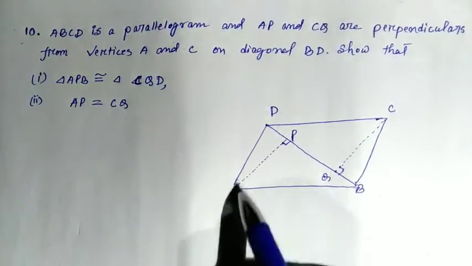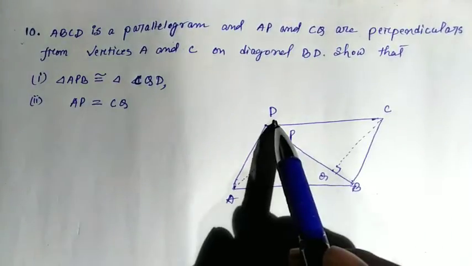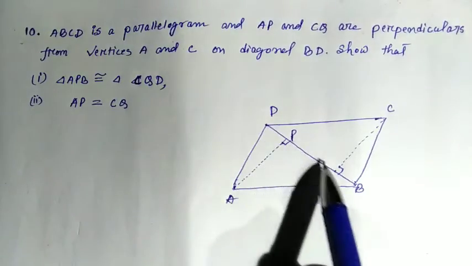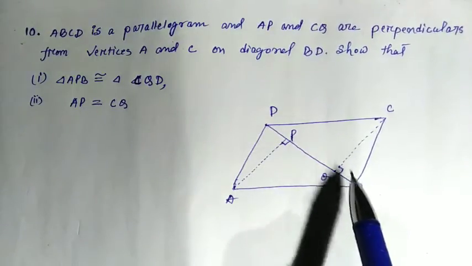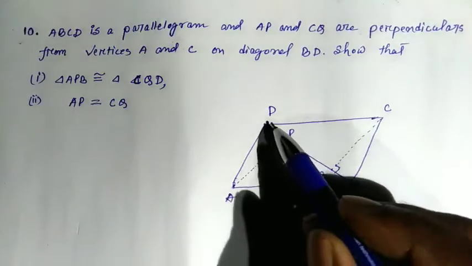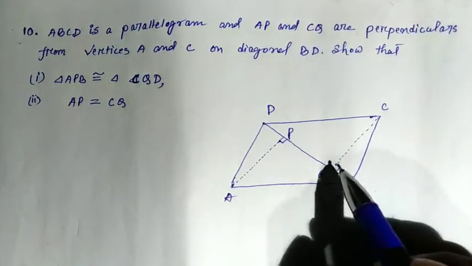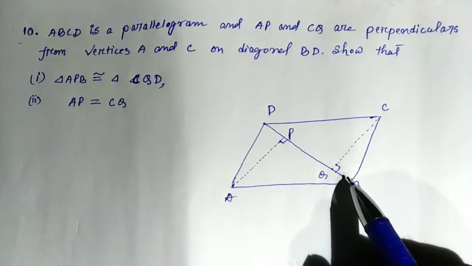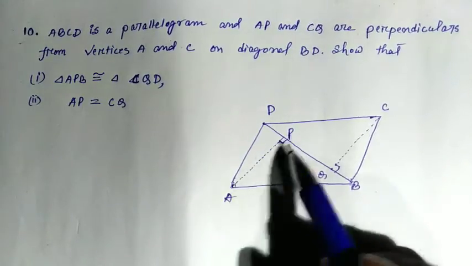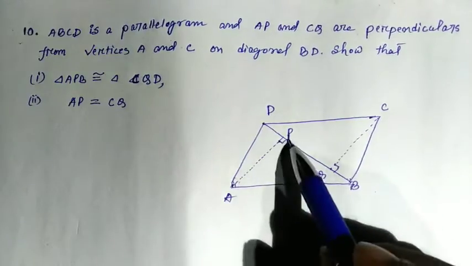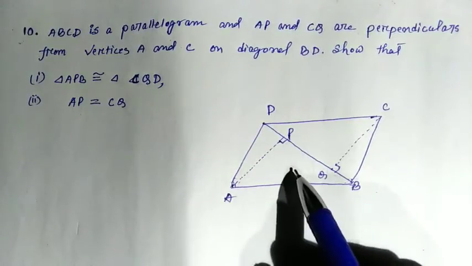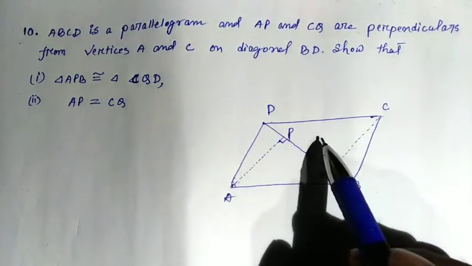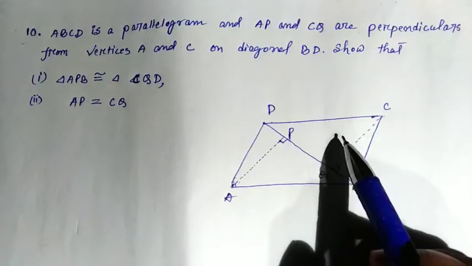So we are given ABCD is a parallelogram, BD is one of the diagonals, and AP is perpendicular to BD and CQ is perpendicular to BD. Now we have to prove that triangle APB is congruent to triangle CQD. So let's start.